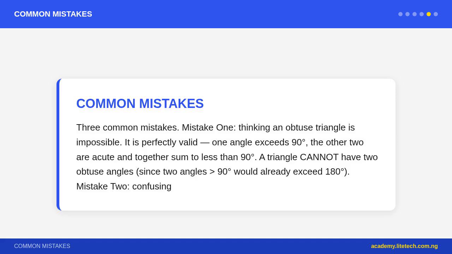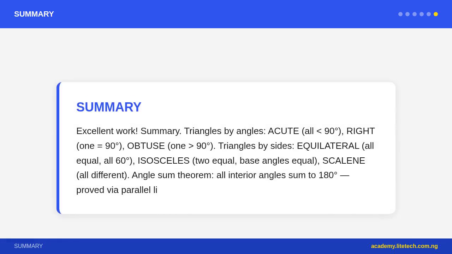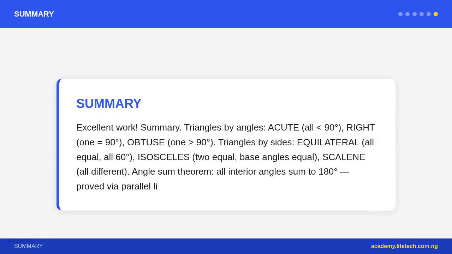Mistake 2: confusing base angles in an isosceles triangle. The base angles are at the ends of the unequal side. The apex angle is between the two equal sides. If MN equals NO, two equal sides, the apex is N, and the base angles are at M and O, not at N.